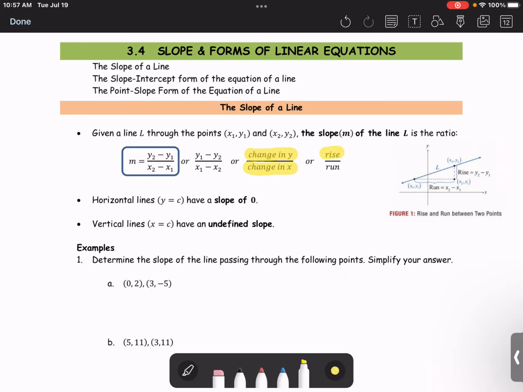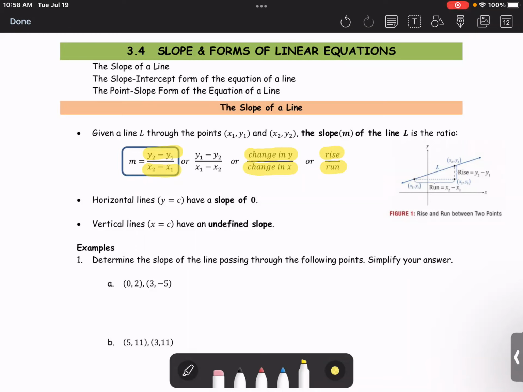And the change in x, which is the change of the value of the x on the horizontal axis, is going to be either a positive or negative value, going forward or backward. So we use the term run. Another way we say the formula for the slope of the line, y2 minus y1 over x2 minus x1, is the change in y divided by change in x, or we call it rise over run.